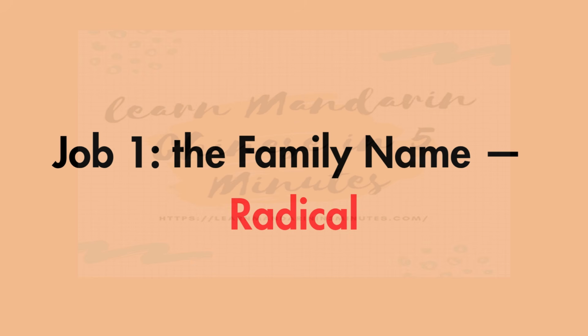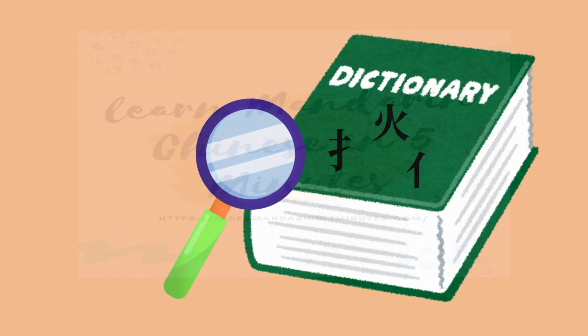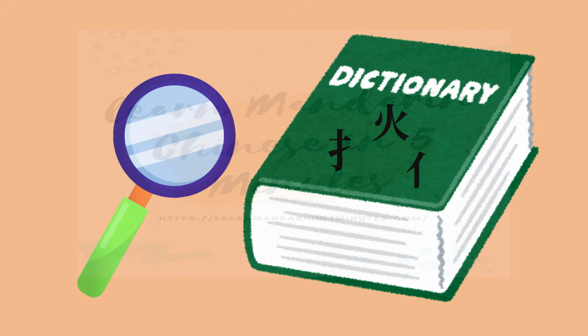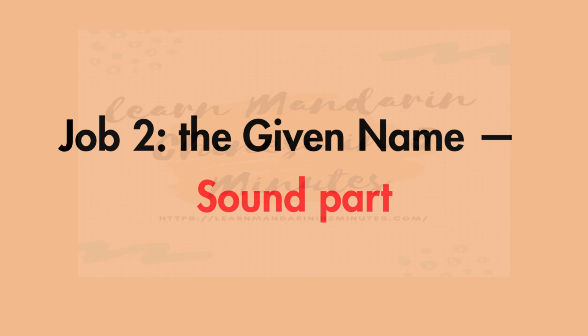Job 1, the family name, the radical. It is the meaning part, the semantic side. It tells you what kind of thing the character is about. And it is the part you look up in a dictionary. Job 2, the given name, the sound part, gives you a clue about how to pronounce the character.